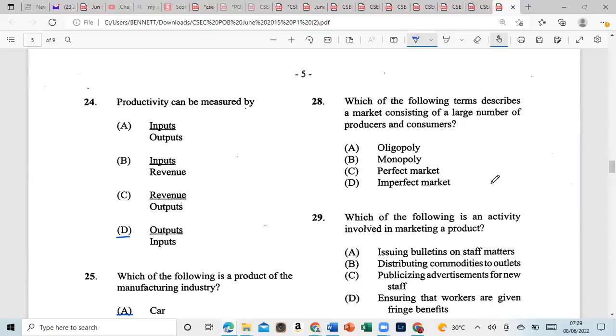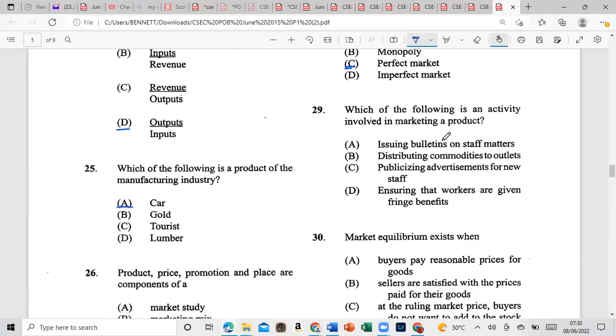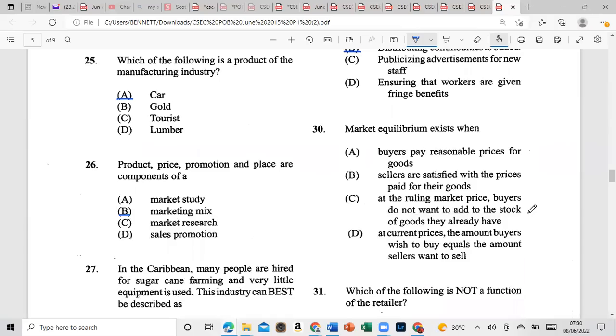Which of the following terms describes a market consisting of a large number of producers and consumers? Oligopoly, monopoly, perfect market, or imperfect market? And that is perfect market. That takes a lot. The following product: distributing, and that is B, distributing marketing, getting a thing out there. Market equilibrium. Oh guys, you have reached halfway stage.